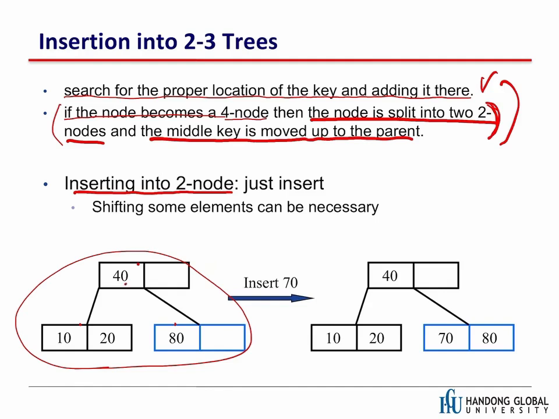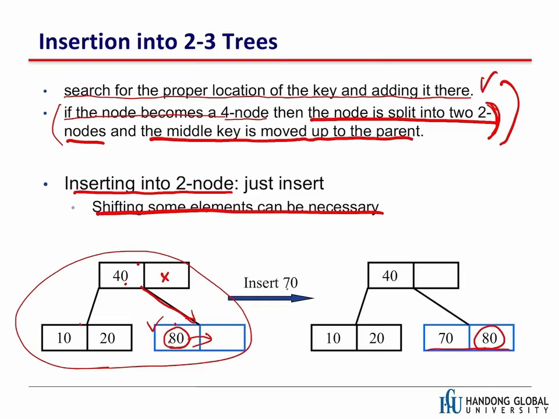70 is larger than 40, and we don't have anything here, so we can take this pointer, and now we compare 70 and 80. Now 70 is smaller than 80, but this is the leaf node, and 80 is larger than 70, so we have to shift 80 to the right cell, and we have to put 70 here. So this is what we have. That's what this line means. Shifting some elements can be necessary. We just shifted 80 here.